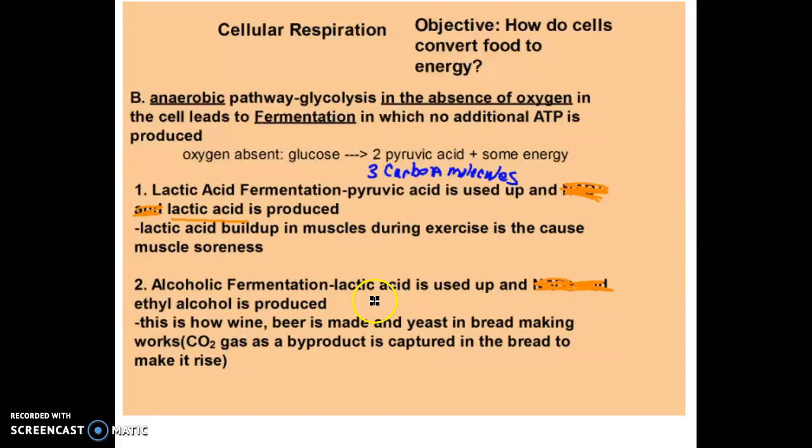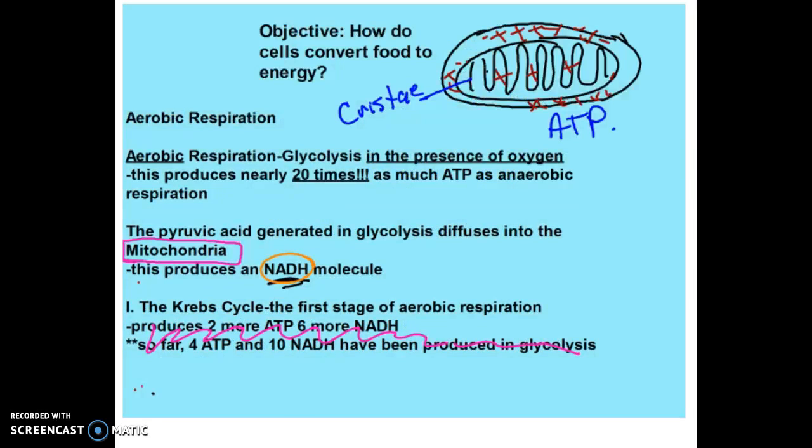So this is the production of ethyl alcohol. This is actually how wine and beer is made. It's actually why yeast causes bread to rise. That fermentation and production of CO2, but there actually is a little bit of alcohol produced in that process as well. So again, this doesn't produce a lot of ATP. This is not the goal.